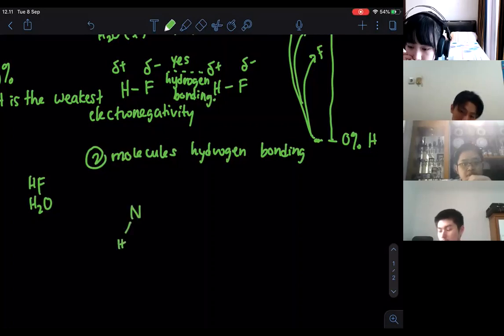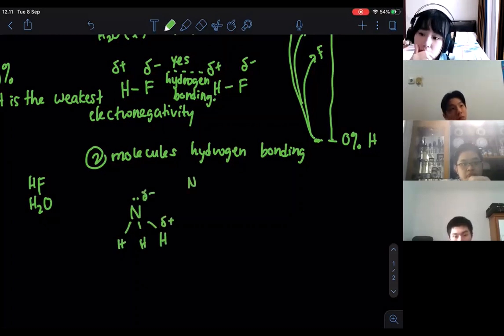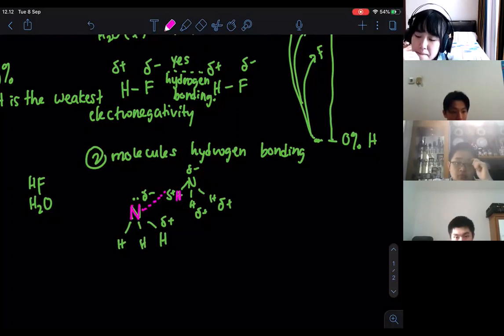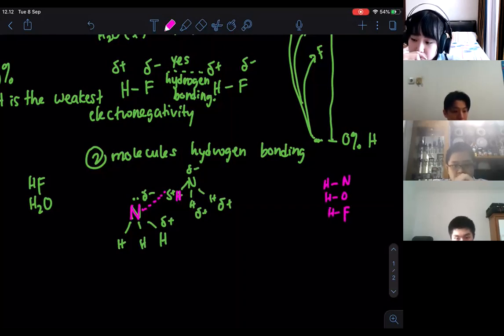Ammonia: nitrogen, hydrogen, hydrogen, hydrogen. This one is going to be delta negative, delta positive. So you have NH3, delta negative, delta positive, delta positive. So if I put it here, delta positive with this, nitrogen with hydrogen. Hydrogen with N, hydrogen with O, hydrogen with F, NOF. They will have hydrogen bonding. That is only one of it.